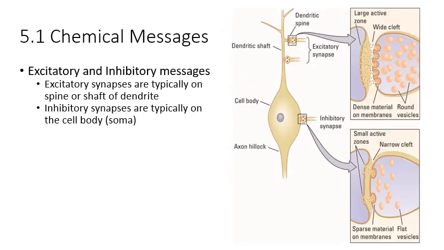Excitatory synapses are typically axodendritic, so when an axon is synapsing with a dendrite, that's more likely to be excitatory, whereas inhibitory synapses are typically on the cell body.